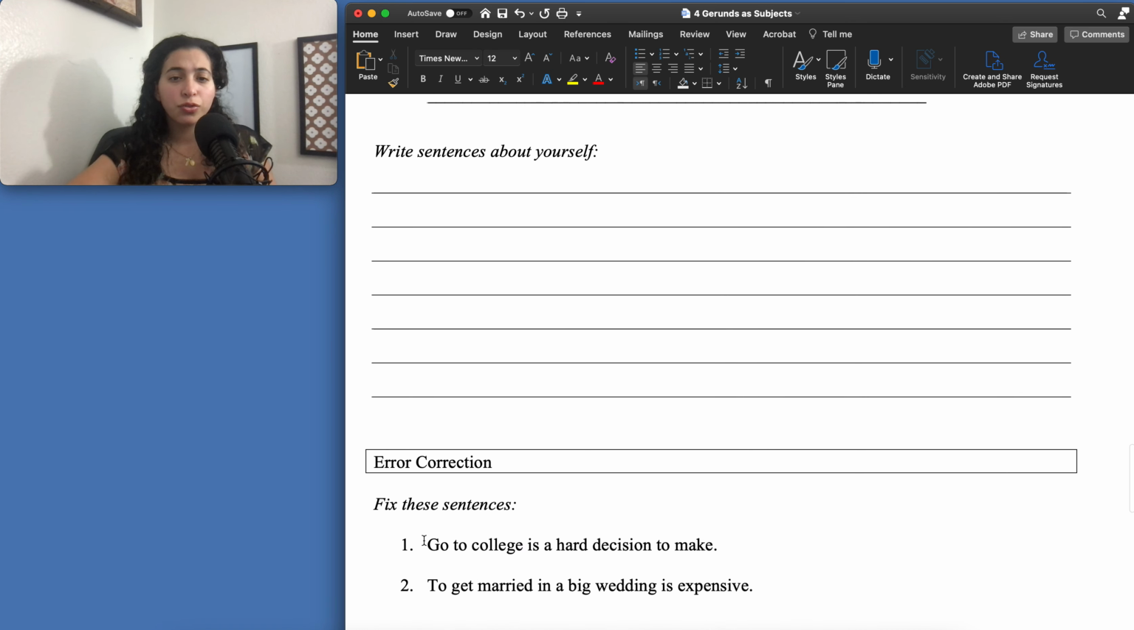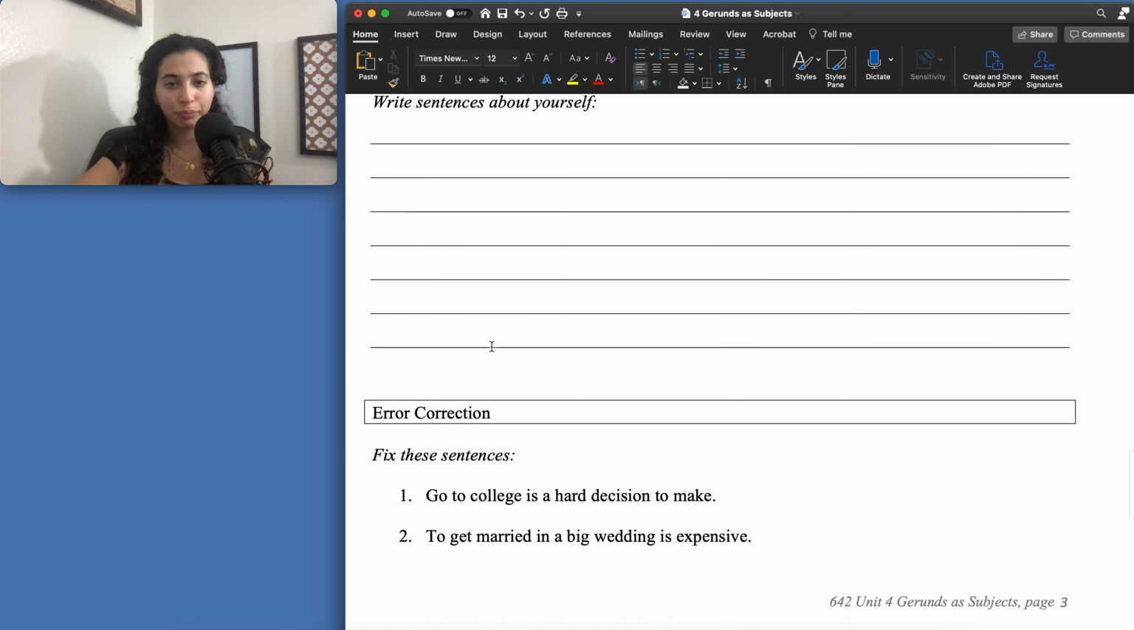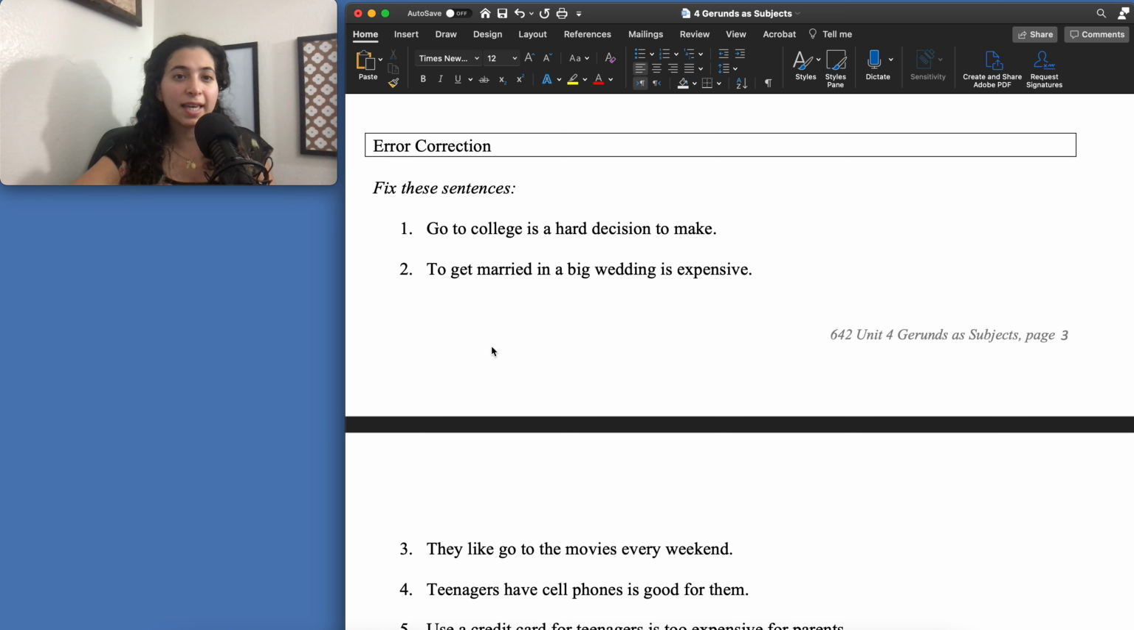Okay, so that's kind of that. The last part is writing a sentence that describes yourself. Okay, so let's fix the errors in the sentence. Go to college is a hard decision to make. What we want to say is going, right? Because it's a gerund. We're not using it as a verb. We either say to go to college, but here, or going to college. Here we're using going to college instead of to go because it fits better. So going to college is a hard decision to make.